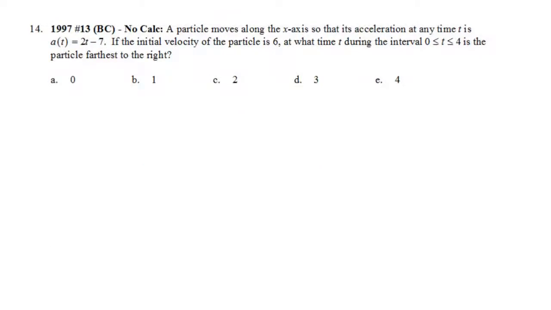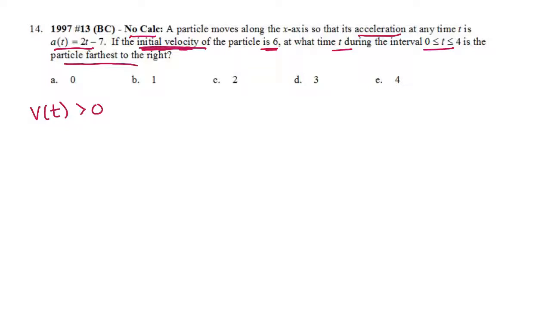Number 14 is a non-calculator problem. A particle moves along the x-axis. We have its acceleration at any time. If the initial velocity of the particle is 6, at what time t during this interval is the particle farthest to the right? So we know the particle is moving to the right when velocity is positive. We also have been told the initial velocity, so that means at time 0 it has a velocity of 6.